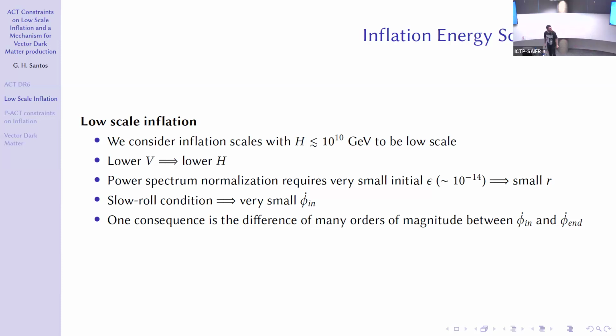And the power spectrum normalization is also going to cause the initial value of epsilon to be very, very small. Like in my numerical runs, we have something like 10 to the minus 14 at the start. So this is very, very flat.